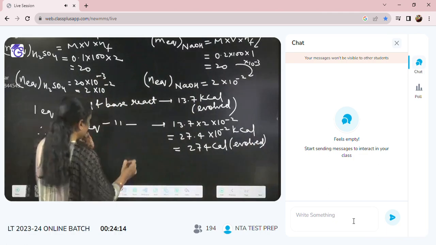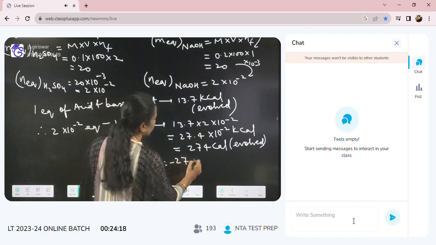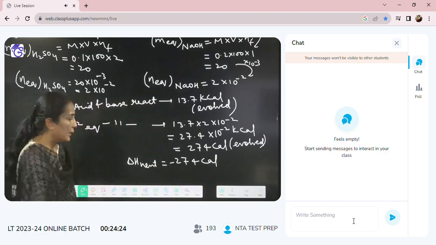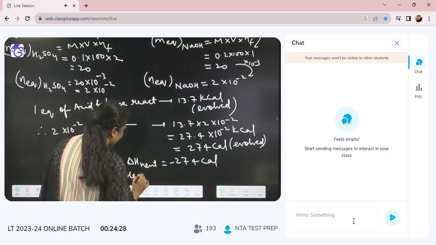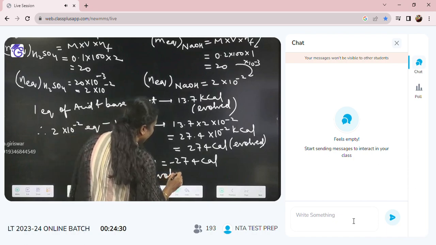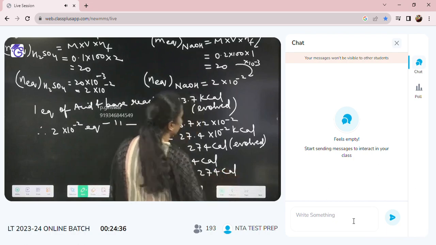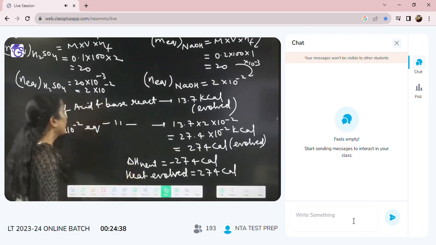If they are asking you enthalpy of neutralization here, you will be reporting minus 274 calorie, because enthalpy of neutralization is always negative, right? And if at all they are asking you heat evolved, you should be only reporting 274 calorie, only the magnitude, because evolved means negative is already under consideration. Is there any doubt to anybody?